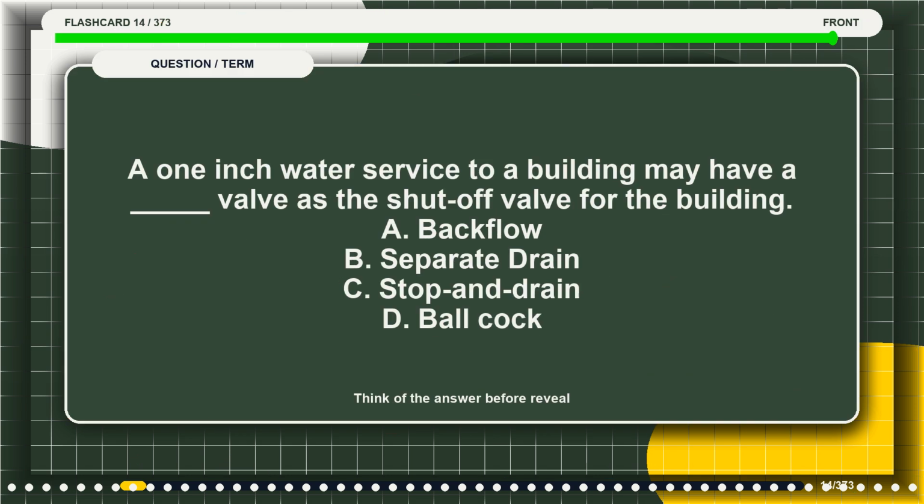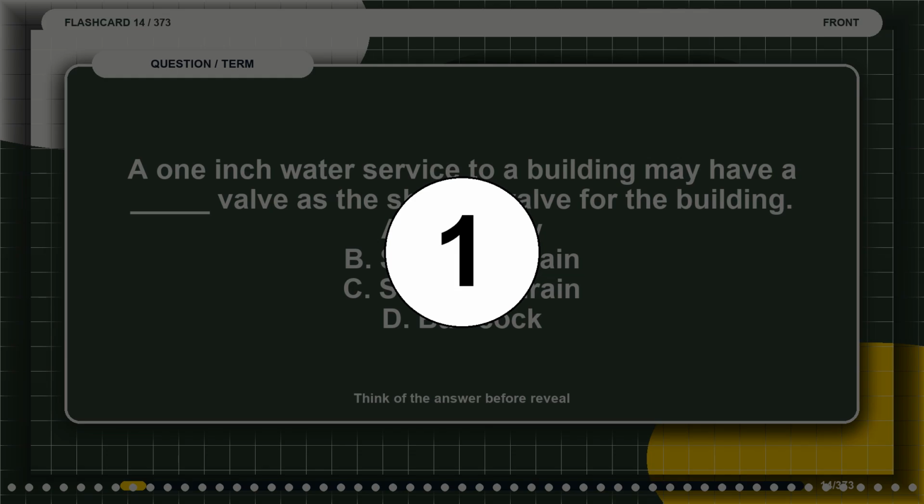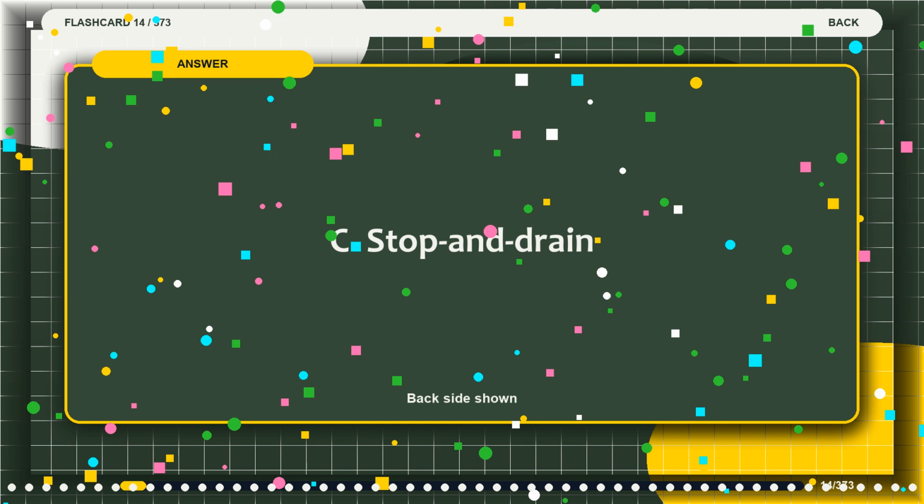Flashcard 14. A 1-inch water service to a building may have a blank valve as the shutoff valve for the building. A. Backflow. B. Separate drain. C. Stop and drain. D. Ballcock. Think of the answer before the reveal. The answer is C. Stop and drain.